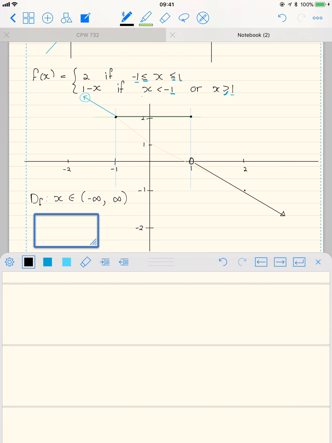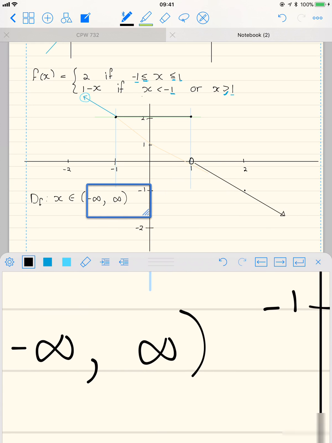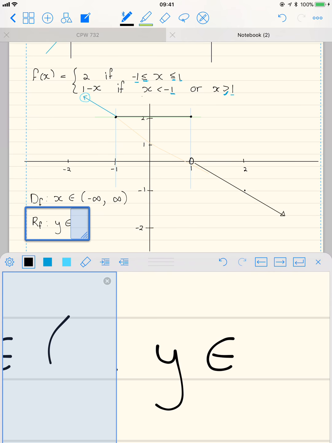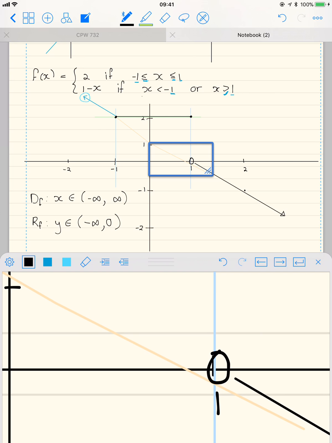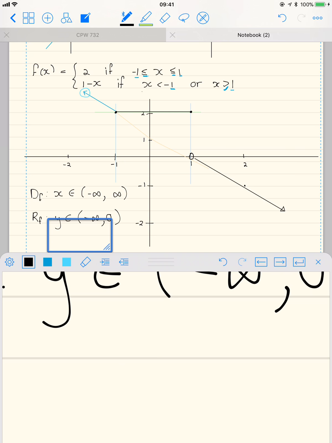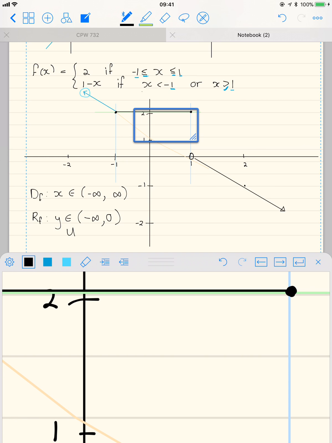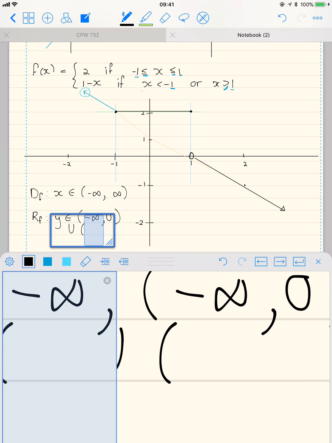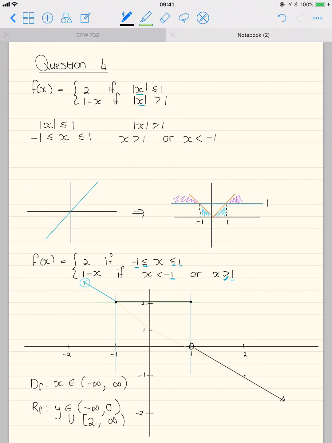Then for the range, let's start from the bottom. So from minus infinity, it carries on but stops at 0. So we have y is an element of minus infinity to 0, and it is a round bracket because of 0 being excluded. But now we'll carry on. There's another part. So the range carries on then from 2, including 2, up to infinity. So then we have square bracket 2 to infinity. Then you select the correct answer, which in this case would be B.